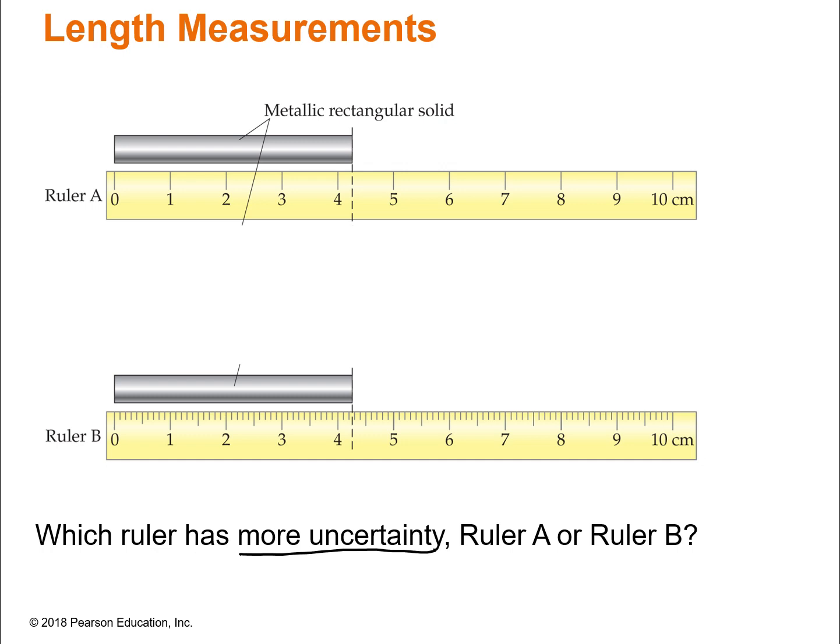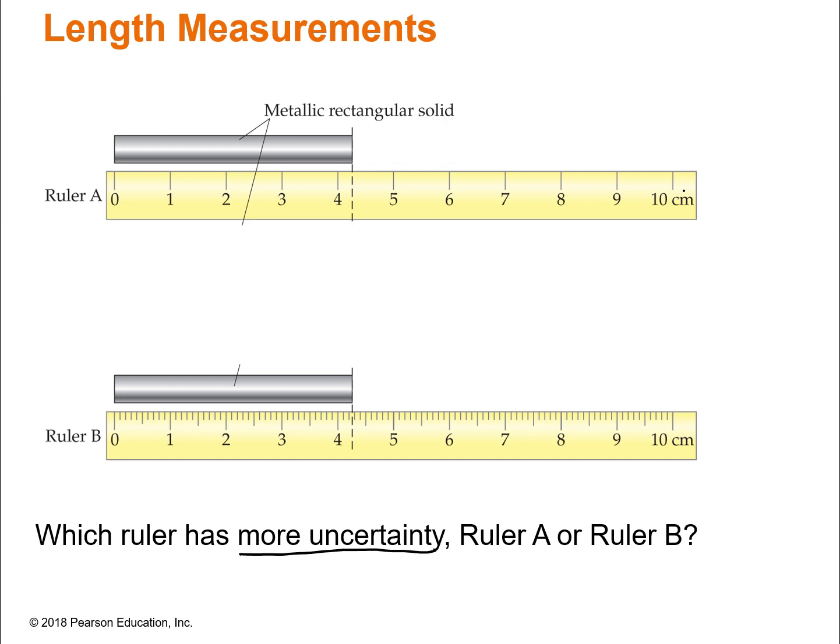So let's look at these two rulers. We've got ruler A and ruler B. We're measuring the length of a metallic rectangular solid. Right off the bat, when we're talking about certainty, we're talking about how many tick marks are there, how many decimal places can I get in a measurement. Ruler A, we only know the centimeters, 0, 1, 2, 3, 4, 5. With ruler B, there are tick marks here. So that means that we can read something that has a little bit more certainty to it.